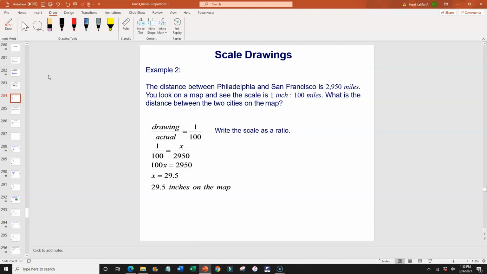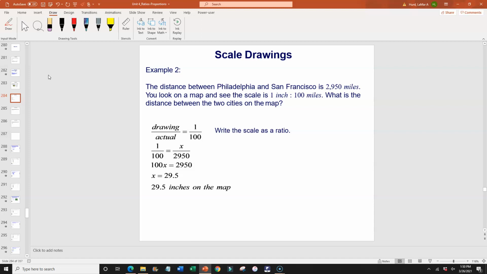The first thing we do is write the scale as a ratio. We have the drawing over the actual, which is 1 over 100. And then we don't know how many inches, so we match up the x on top with the inches because we're still looking for that. And then we put 2,950 on the bottom to match up the miles there with the 100 miles in the original ratio. We cross multiply.